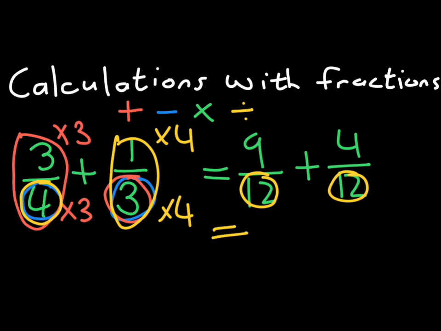Because they are now the same, we can add the numerators. So we add 9 to 4, and we get 13 over 12. Right, we would do the same thing when we subtract, but instead of us having a plus sign, it would be a minus sign. So if our original question was rather not 3 over 4 plus 1 over 3, rather it was minus 1 over 3, this would be a minus, and we'd say 9 minus 4, which would give us 5 over 12.